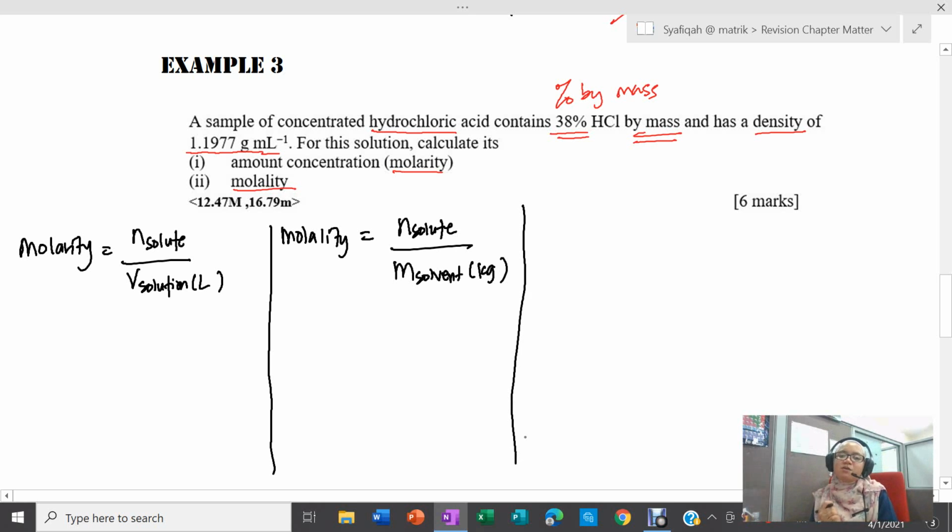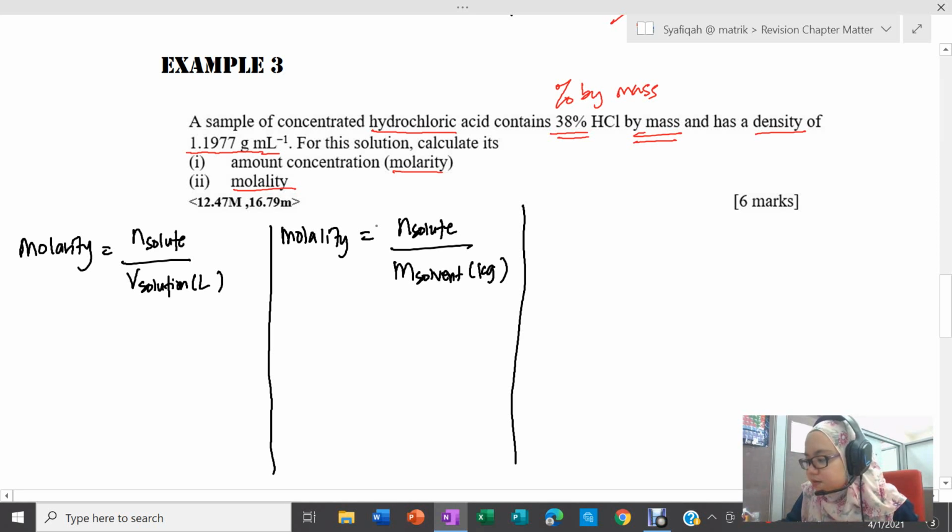So, sekarang awak dah tahu dah awak nak kena cari apa kan? Awak kena cari number of mole of solute, volume solution in liter, and mass solvent in kg. Macam mana nak cari semua ni? Okay, first step, dia bagi kita percentage by mass. Betul tak? Okay, so kita boleh guna assumption. Okay, macam nak guna assumption? Okay.